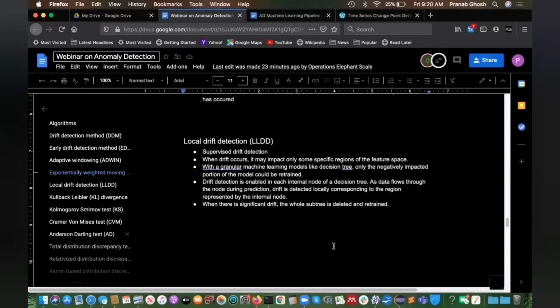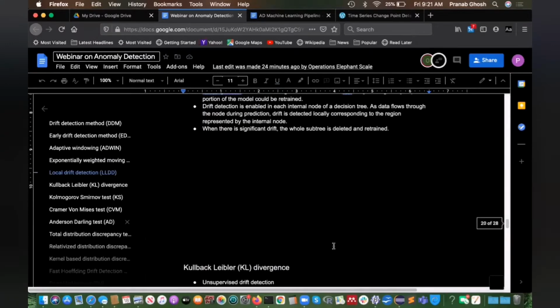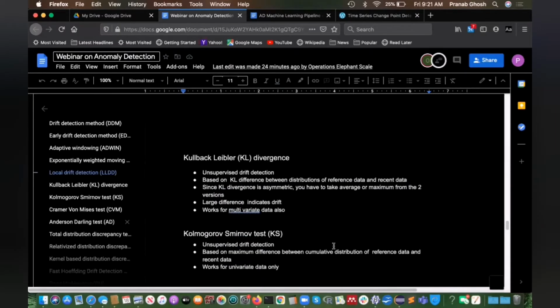That means that internal node is referring to some subspace in your feature space, right? So it means that we have drift only in that subspace, and in the rest of the feature space there is no drift. Let's say you found a drift in only one node. That means except for that subspace, there is no drift in the data. So this has the advantage that you don't have to rebuild the whole model. So it's definitely a big plus.